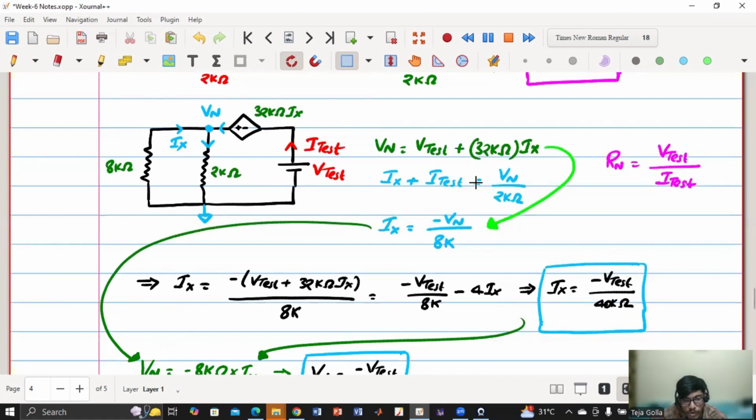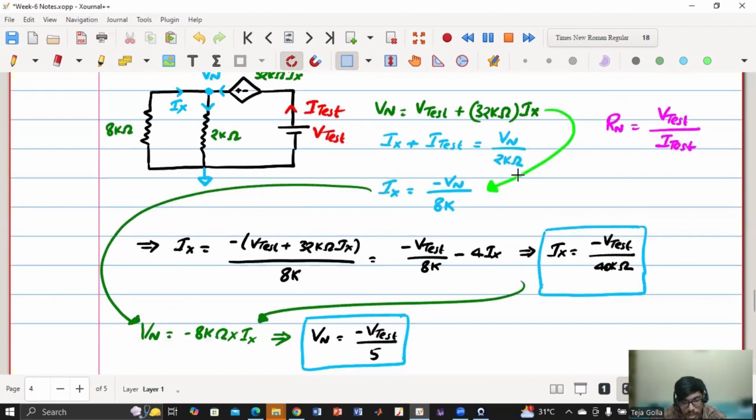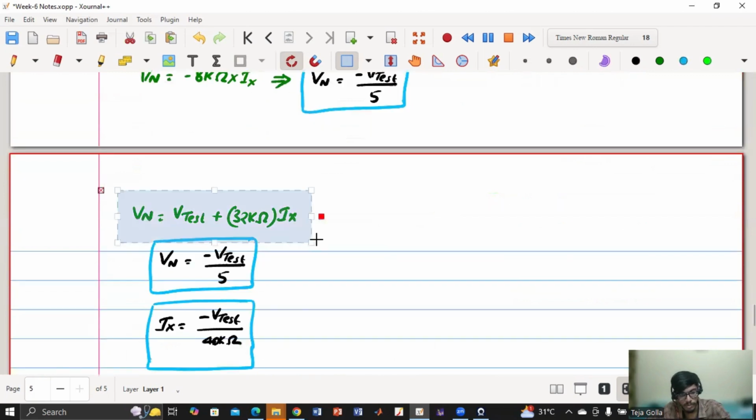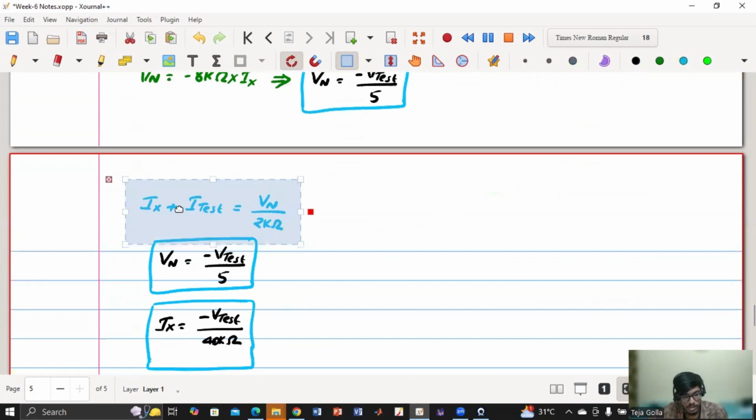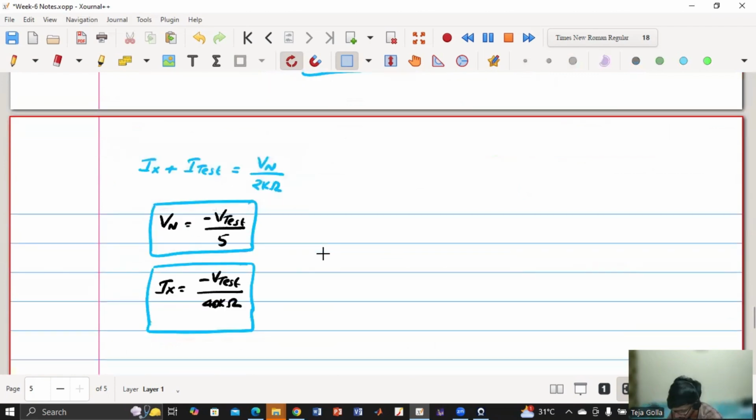So how I am going to find I test is, I think I have made one mistake. Vn plus, this is I test, right? Sorry, this is I test. So I have to substitute in this expression Ix plus I test. So this is the expression where I have to substitute this. Yeah. So this is the expression by applying KCL. So now we'll use these three equations and we'll see what we'll be getting.